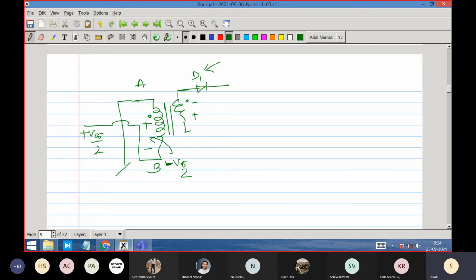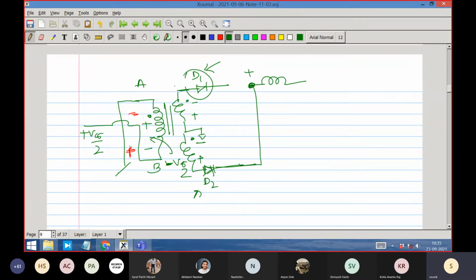For exactly a similar reason, the other diode is forward biased. Because this voltage actually is minus here. The convention is plus here and minus here, but the actual voltage is minus Vg/2. So here it is the dot. This voltage is minus, and so diode D2 is forward biased now. D2 is forward biased and it connects itself to this node. The moment it is forward biased, this point voltage is positive. This diode is reverse biased.